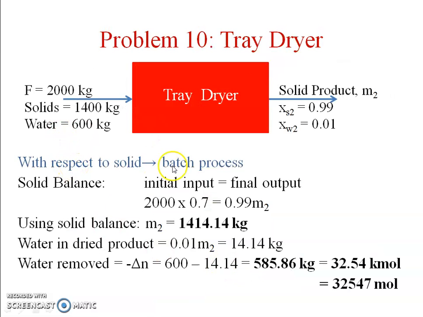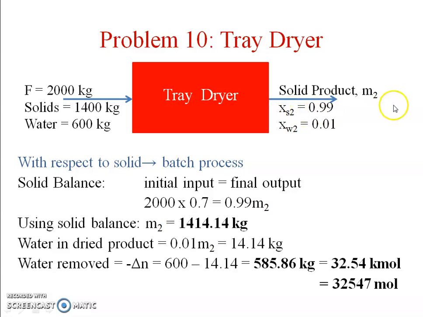First of all, with respect to solid, this is a batch process, because solids, once they are charged into the tray dryer, are not crossing the boundary. So with respect to solid, it is a batch process. I am directly applying my balance equation since this is without reaction. So initial input is equal to final output. Initial input is 1400 kg of solids, that is equal to 0.99 m2.